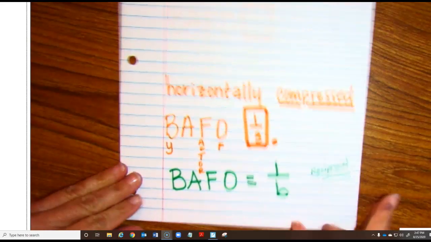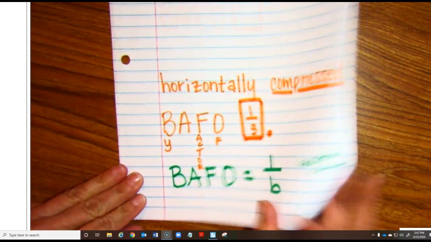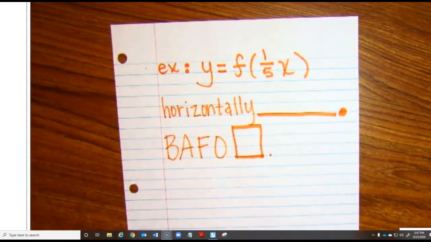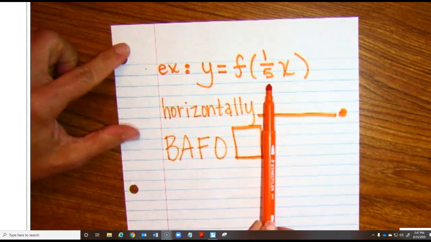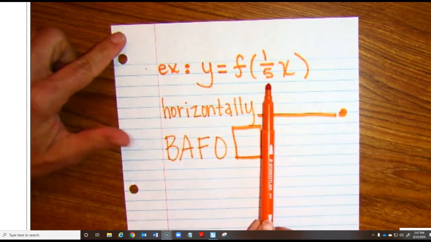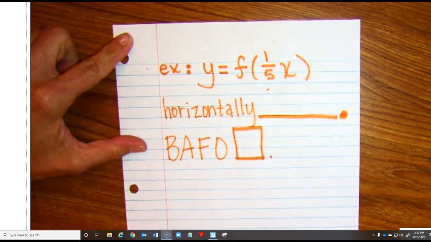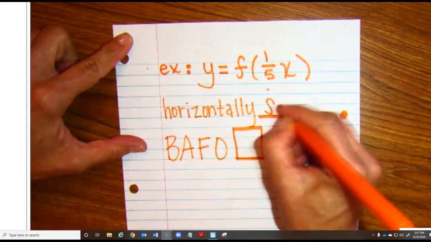Let's take a look at one more example. The next example I wanted to show you is y equals f of 1/5 of x. So you have a b value, and your b value is a little crazy. First of all, your b value is a fraction. If your b value is a fraction, we know that this is a horizontal stretch.